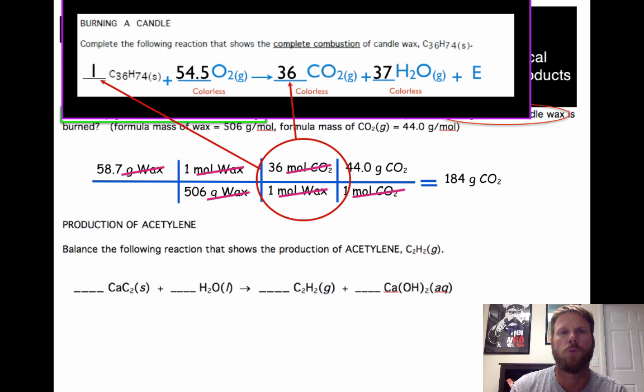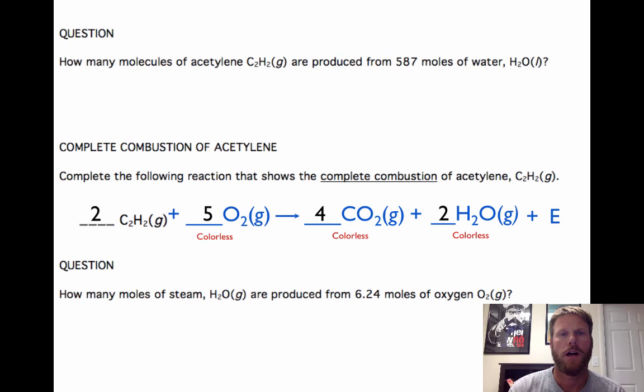We're going to look at some more problems. And for that, we're going to use this reaction for the complete combustion of acetylene. If you balance this reaction, you will get 1, 2, 1, 1. Let's look at an example. All right, how many molecules of acetylene are produced from 587 moles of water?